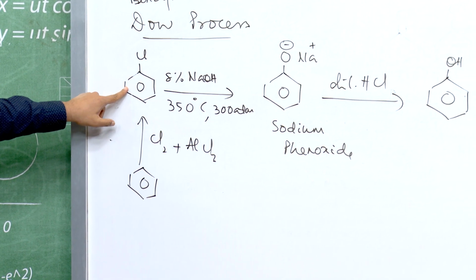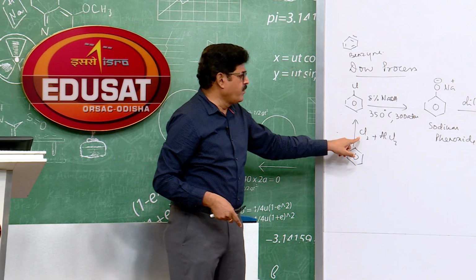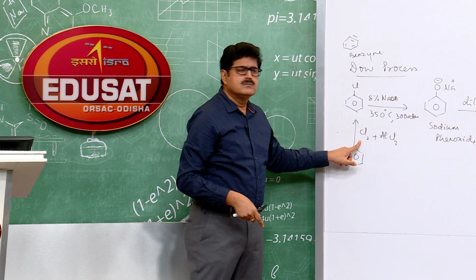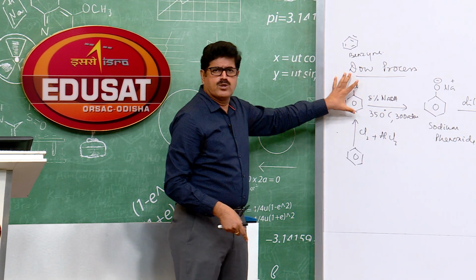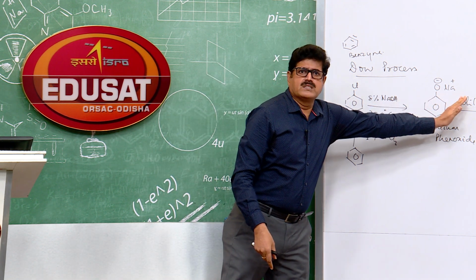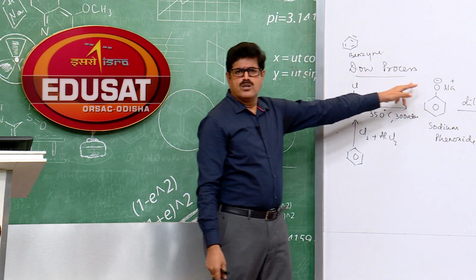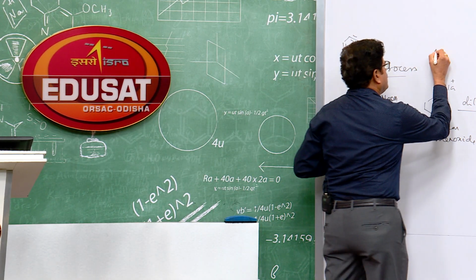Which one is the electrophile here? The question comes, which one is the electrophile? You know that. The electrophile is Cl plus. So benzene with chlorine in the presence of AlCl3 gives chlorobenzene. This is an example of electrophilic substitution. Then a nucleophilic substitution reaction under drastic conditions gives this one, usually by the elimination-addition mechanism.